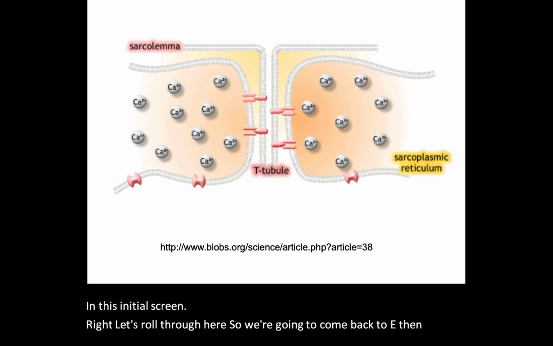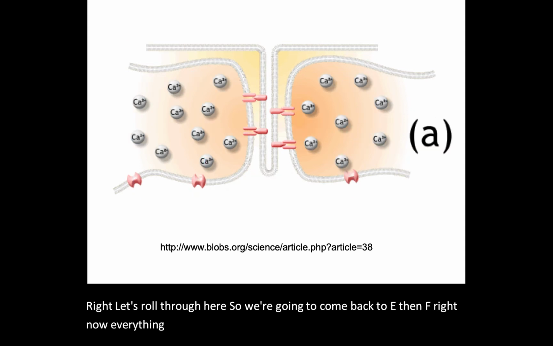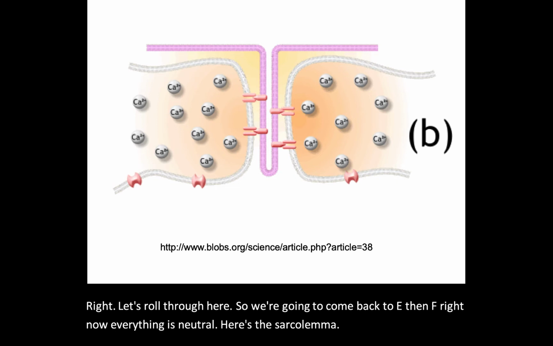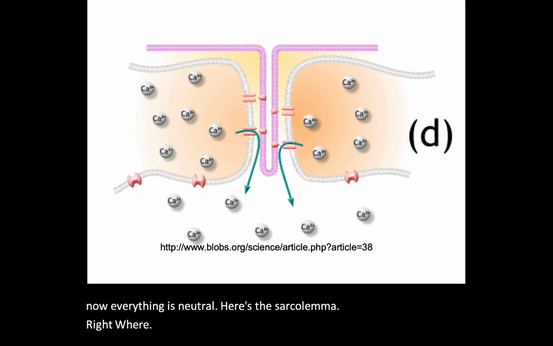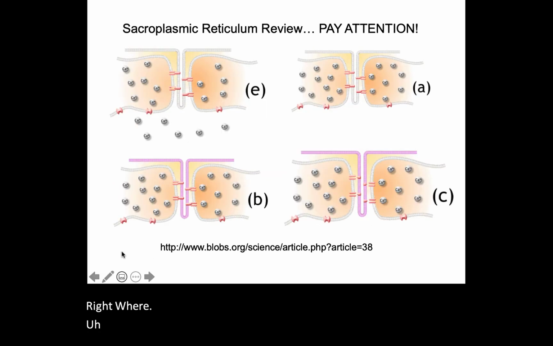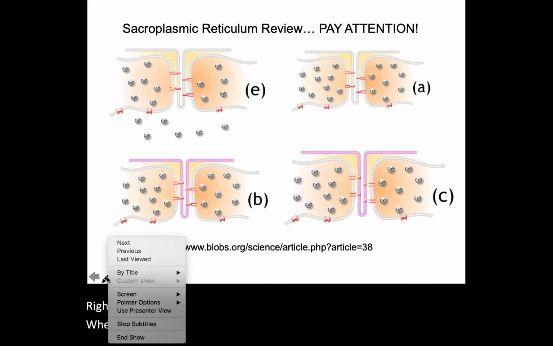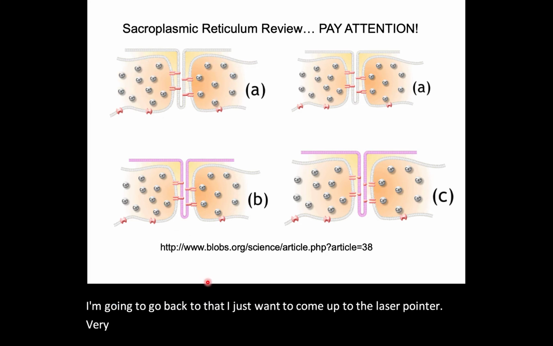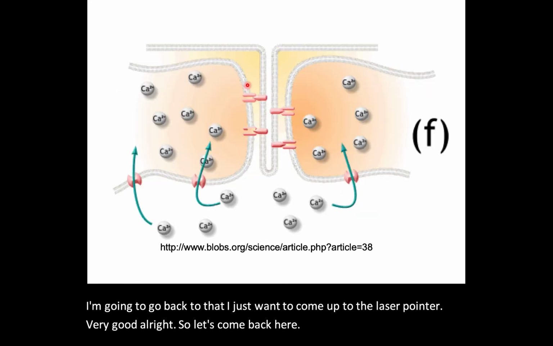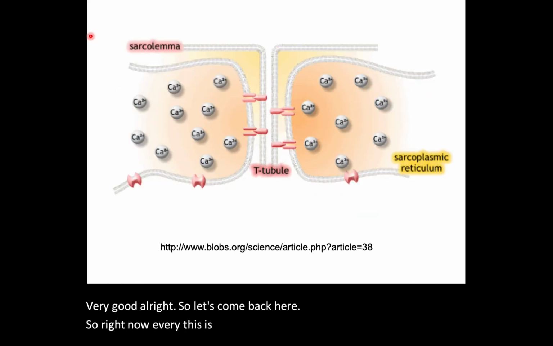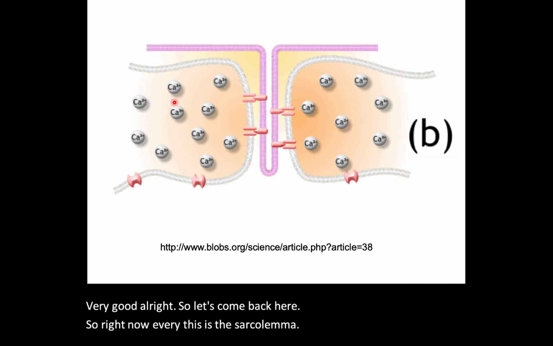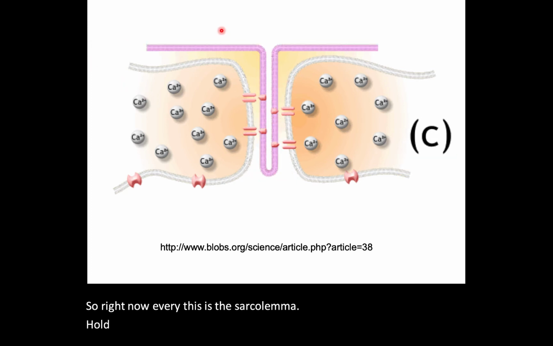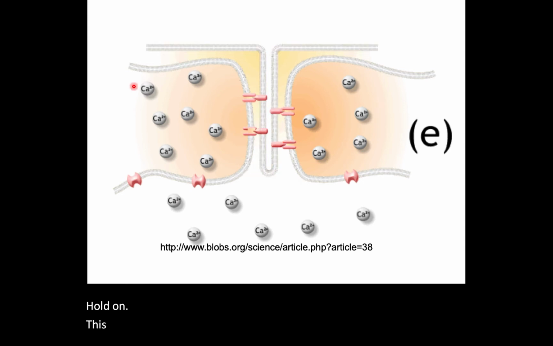Right now, everything is neutral. Here's the sarcolemma. Hold on one second. I'm going to go back to that. I just want to come up to the laser pointer. Very good. All right, so let's come back here. Right now, this is the sarcolemma. Hold on. This is really acting wonky.